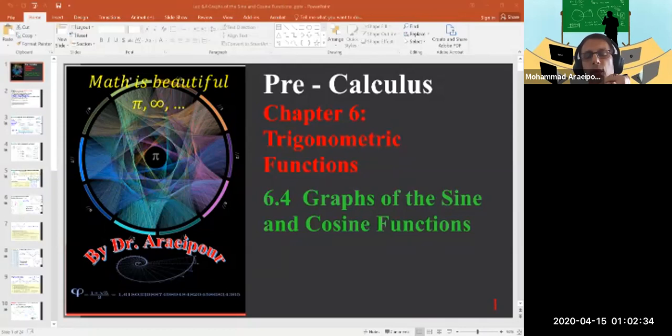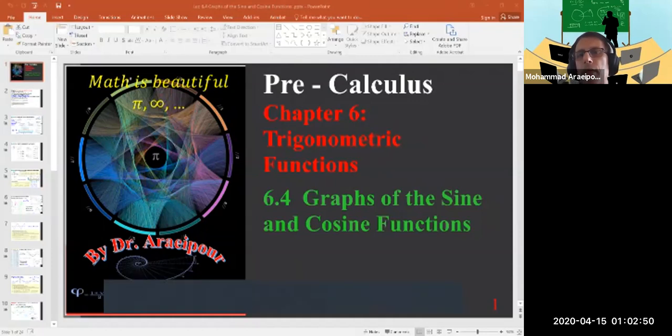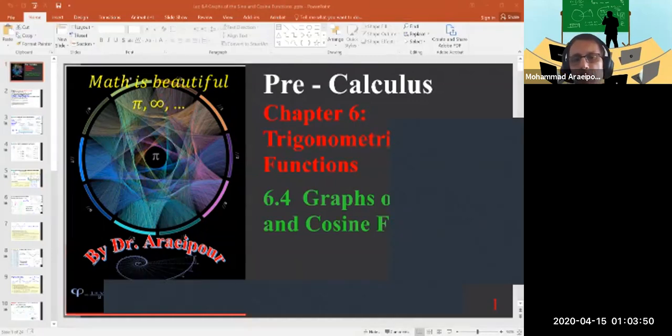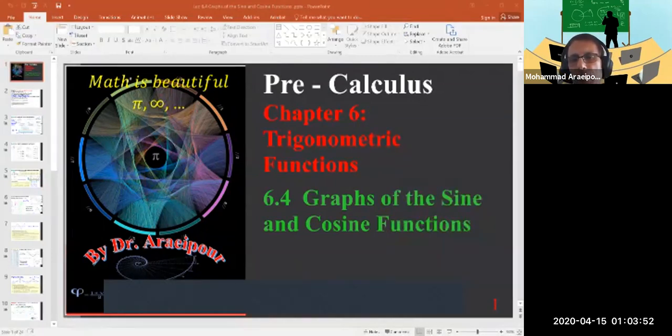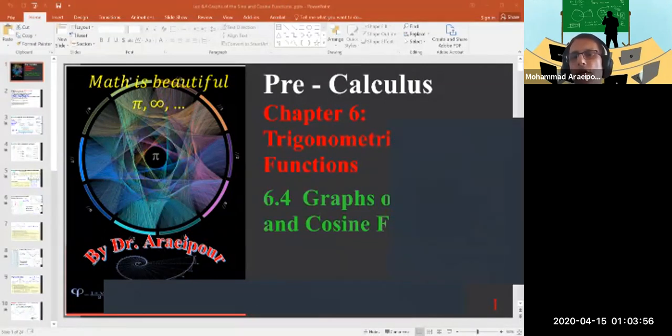Last time we had a session, we had started with 6.4, graphs of the sine and cosine functions. So I want to recap what we've done and then move on. All right, so as I mentioned, we were dealing with section 6.4 last time.